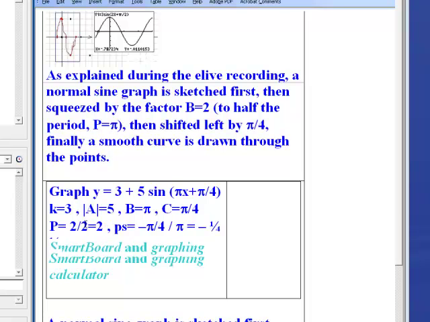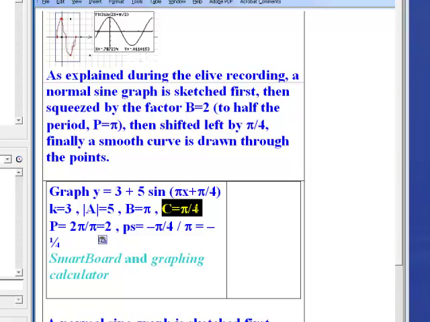Grab a pi over here, which comes out to, oops, did I say 2 pi divided by pi? There we go. Which comes out to 2. We have coefficient c of pi over 4, and then, as I said earlier, phase shift is pi over 4 divided by the coefficient b, which is pi. So pi over 4 divided by pi, put a negative in front of that, the pi's cancel, and what survives is -1/4 or -0.25. So again, I'm going to sketch that first, and then use the graphing calculator.